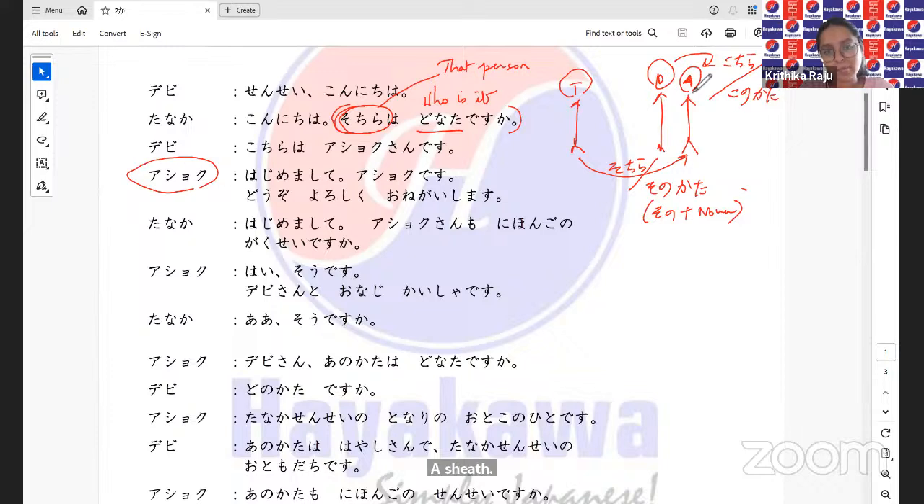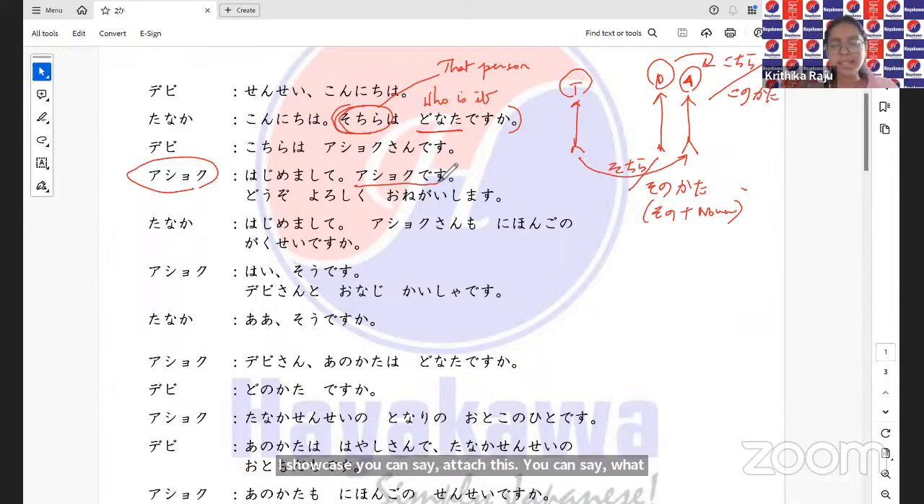Dozo yoroshiku onegai shimasu. Okay. So Ashok says, Hajime mashite, Ashok desu. Very simply, succinctly, Ashok desu. You can say Watashi wa Ashok desu. You can say Watashi no namae wa Ashok desu. He simply says Ashok desu. It's Ashok. Dozo yoroshiku onegai shimasu. Please take care of me. Treat me well. I am in your hands.